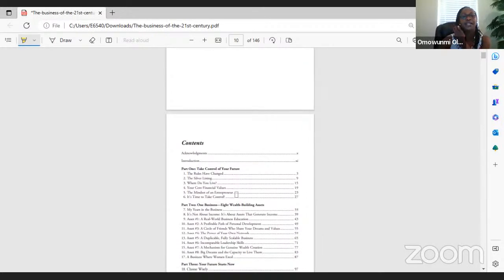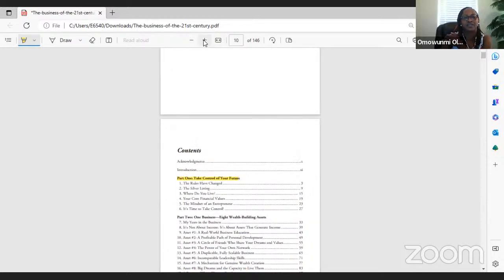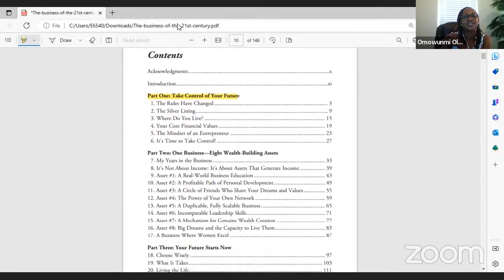So today we're doing part one of this book, which talks about taking control of your future. Within that part one, we have 6 chapters. Hopefully, we'll see if we can finish the whole part 1 today, but if not, I will try to cover as much as possible. The first one we're looking into right now is The Rules Have Changed.